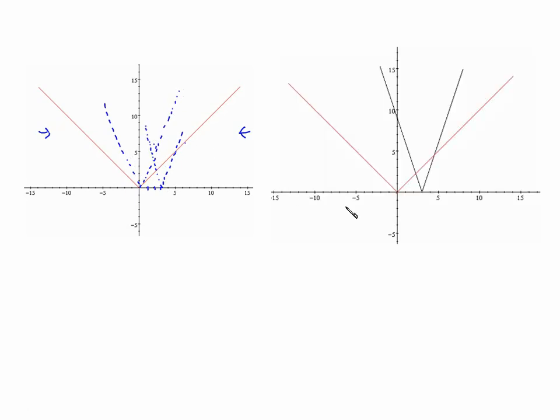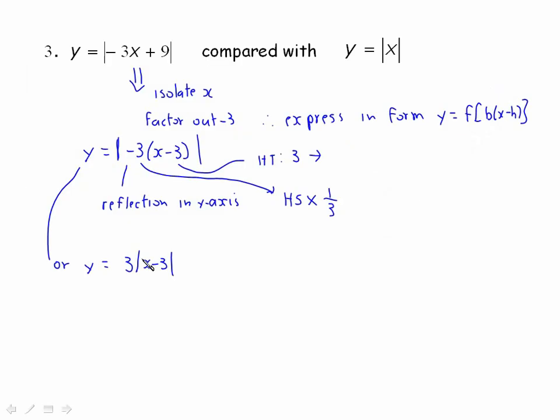So let's take a look at that next one. Here's what we get. And that's basically right. So it's been horizontally stretched by a factor of 1/3, and then it has been, well, reflected first and then translated 3 over.